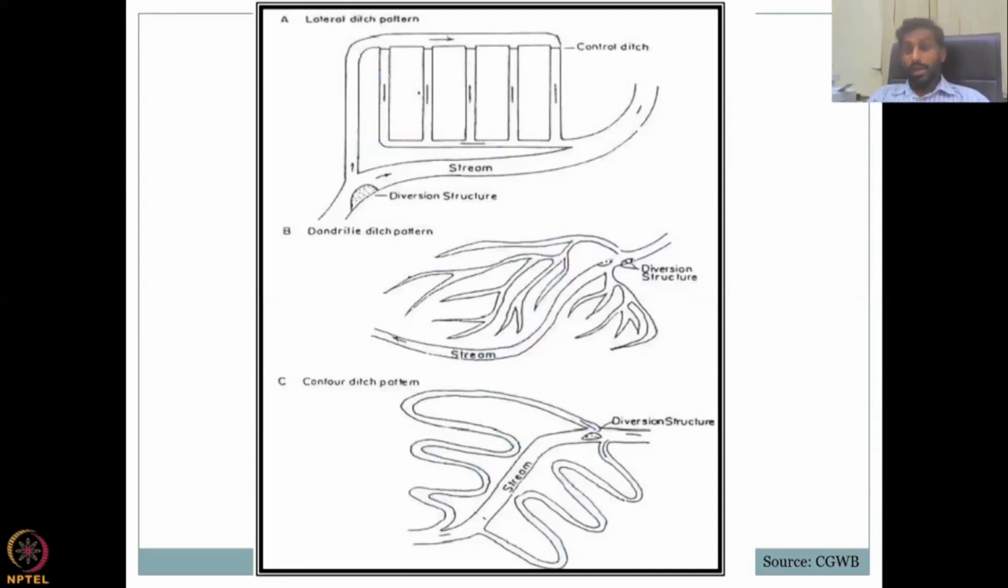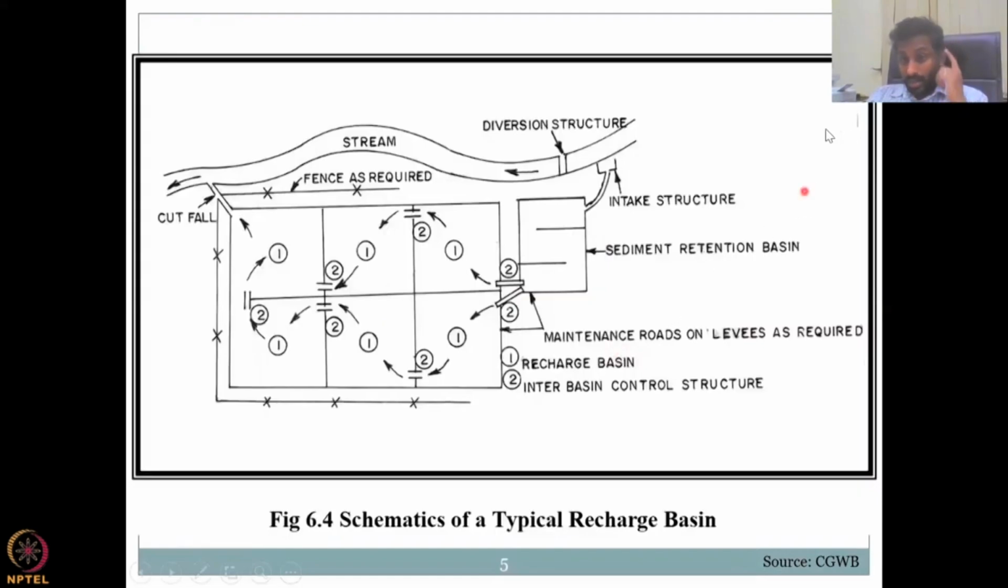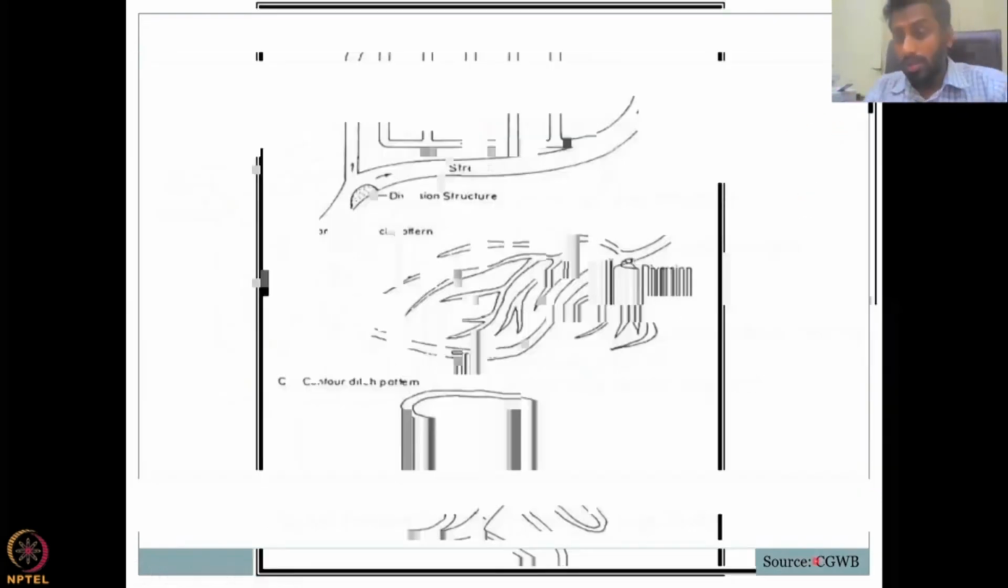Okay, so moving to the last direct method under the flood, or applying the water to the top surface of the land, direct method, increasing the contact of water to the land. The next one is called the recharge basin.